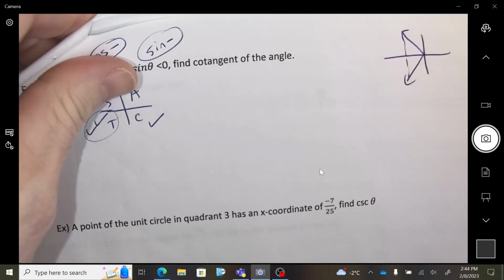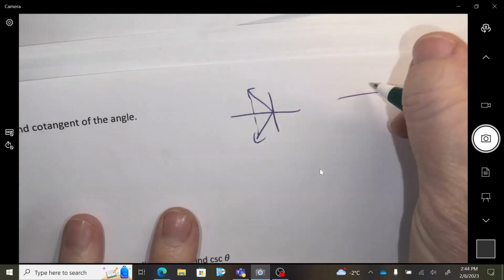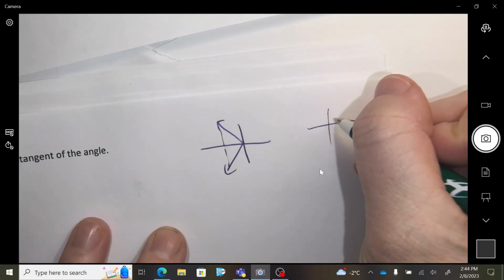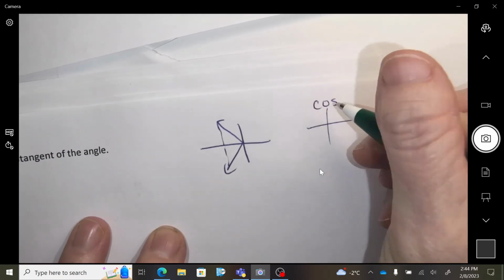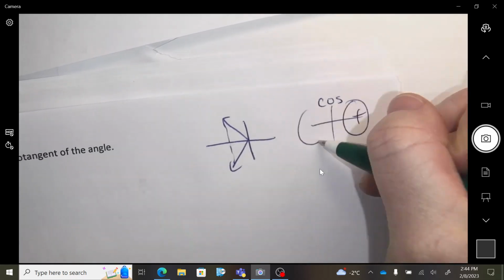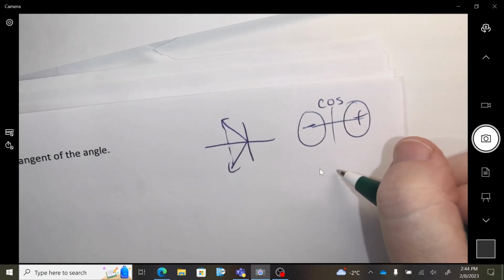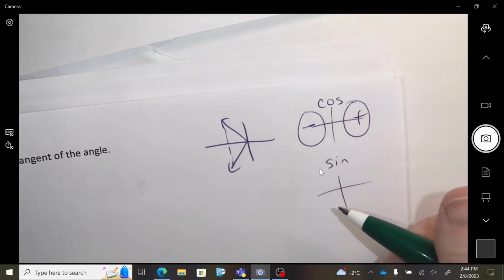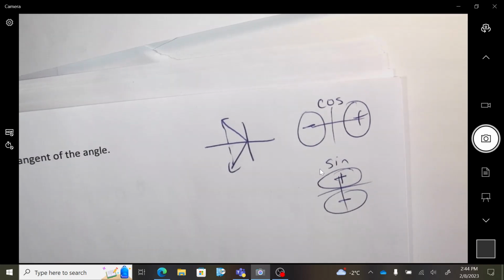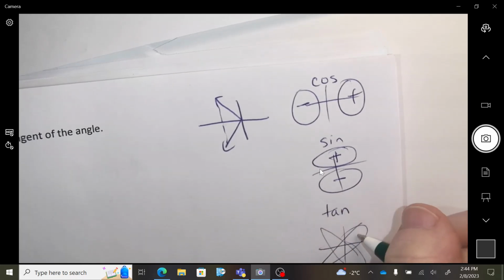Do you remember the fast way to do ASTC? No, I don't even know the slow way. Okay, ready? Cos: green light. Cos is positive or negative, breaking apart left and right. Sine: where is sine positive? Up and down, tops and bottoms. And then tan.